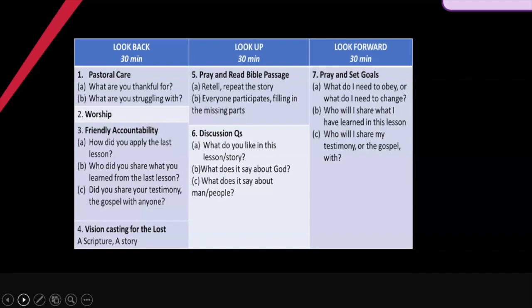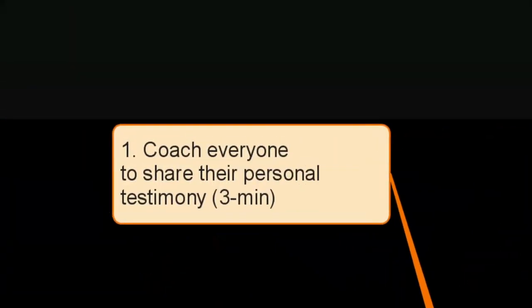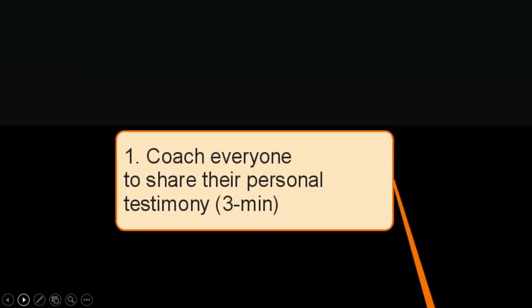All right, let's get into exactly how we are going to make this multiplication work. Number 1, coach everyone to share their personal testimony, a 3-minute testimony. Why do I say coach? That means you need to coach them until they get it. You do not just teach them and then move away. No, you actually coach them until they are able to share their personal testimony within 3 minutes.